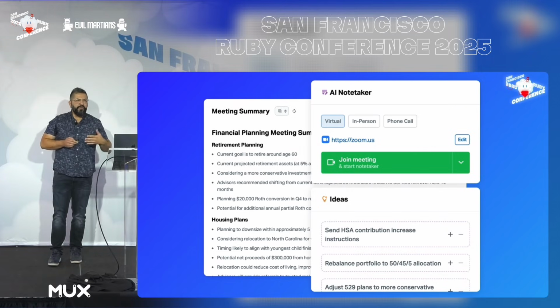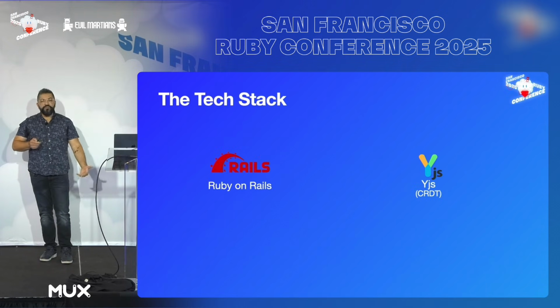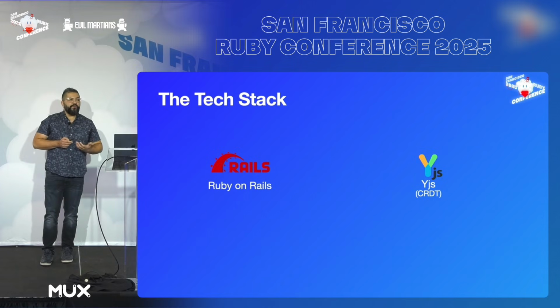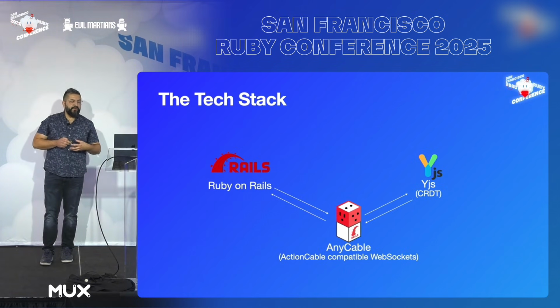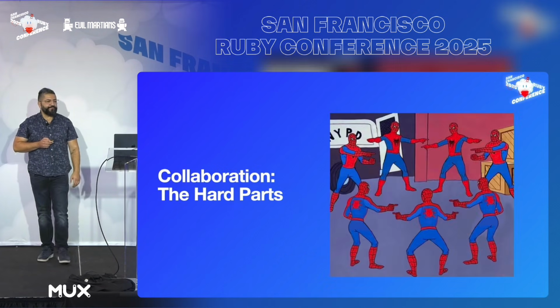Part of the reason I'm doing this talk, the inspiration for it, and where I've gotten a lot of the knowledge about it, is that we released an AI note taker. We use a lot of real time with that. We use AnyCable for it, and we also do some real-time collaboration in there. The tech stack we're going to talk about includes Ruby on Rails, unsurprisingly. We're going to use Yjs, which is a tool for something called CRDT, and I'll explain what that means and how that works later on. And then the glue that's going to bring it together is AnyCable, an ActionCable-compatible WebSocket server.